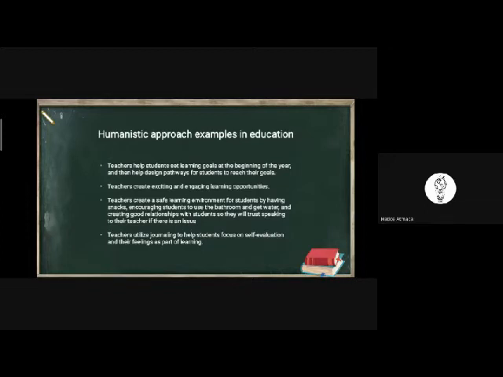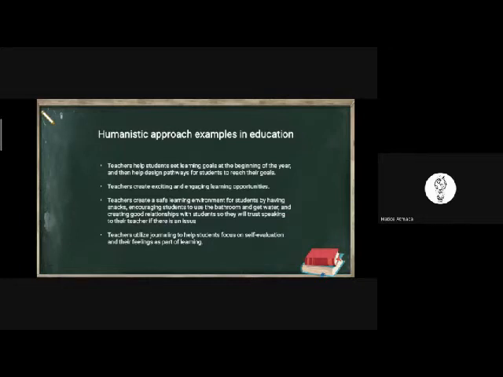And next example, teachers can create exciting and engaging learning opportunities. For example, teachers trying to help students understand government can allow students to create their own government in the classroom. Students will be excited about learning, and as well, they will be in charge of how the government runs in their classroom.